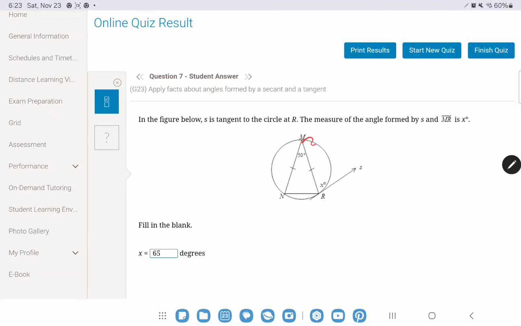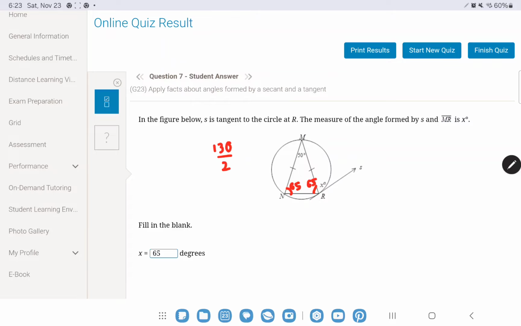Here, the same idea, but this is an isosceles triangle, right? Because they told us it is. So all angles must add up to 180, and this side is equal to this side. So we need to find it. 180 minus 50 is 130. 130 divided by 2 means each of these angles is 65.